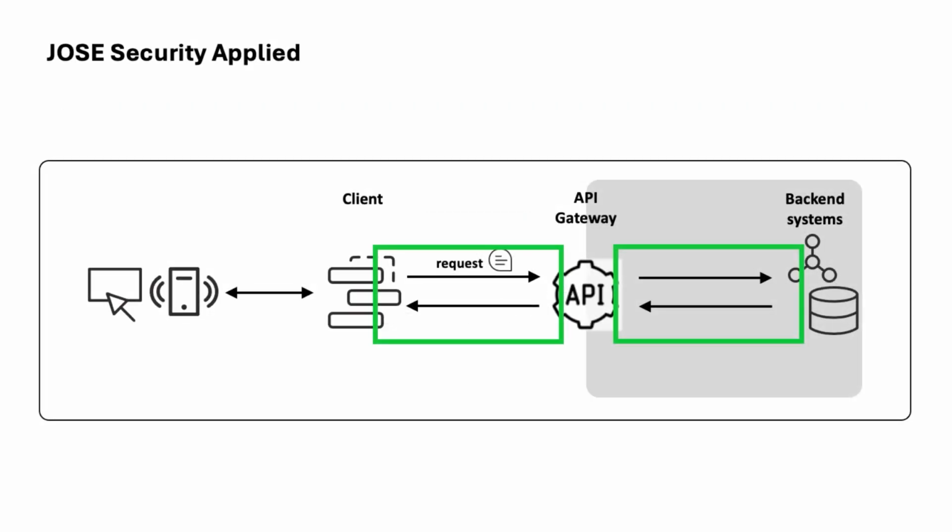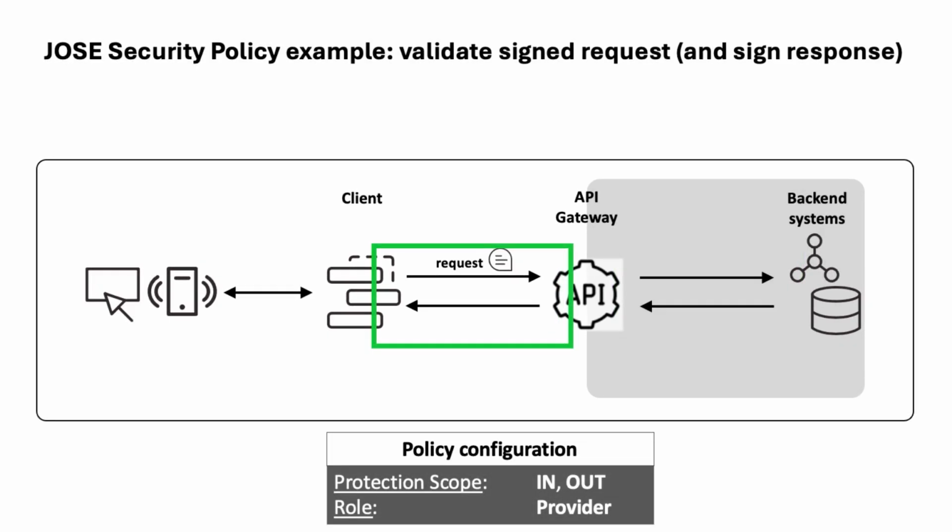JOSE security can be applied to both request and response messages. In addition, from an exchange topology perspective, it can be applied to the messages exchanged between client applications and API gateway, and to the exchange between API gateway and the target backend system. Akana offers an out-of-the-box configurable JOSE security policy which supports all of the exchange scenarios mentioned before.